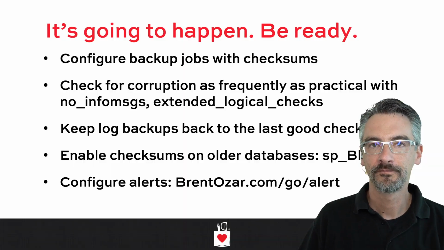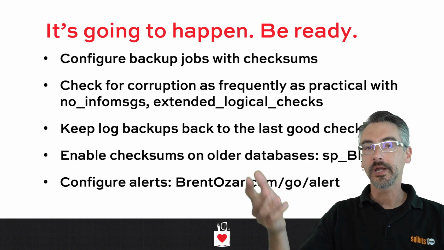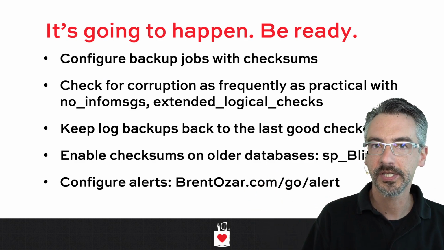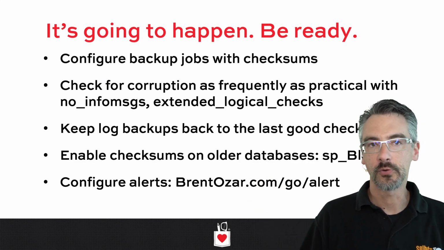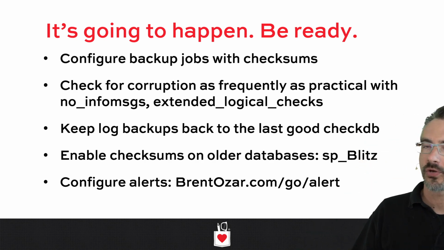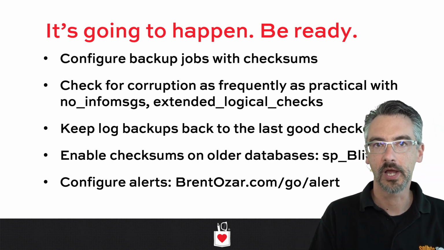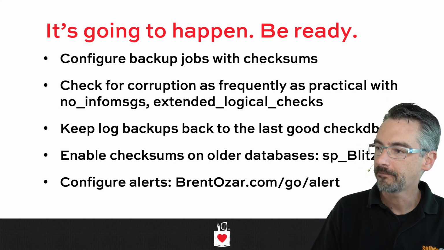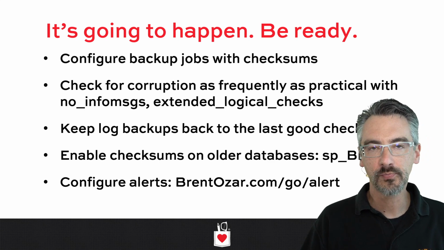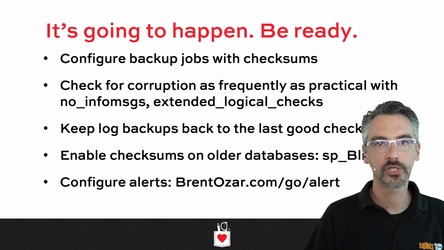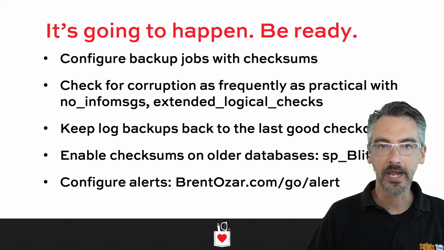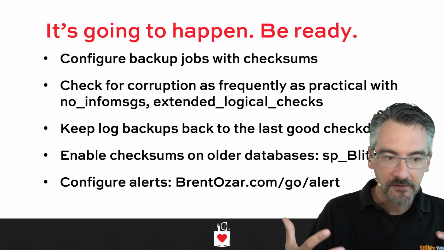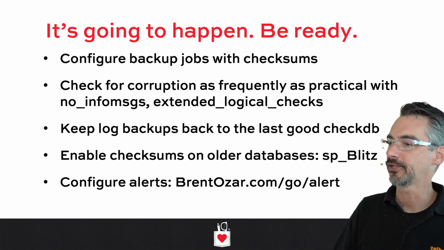So to recap what we talked about inside this module, corruption is going to happen to you at some point inside your career. To be ready and prepared for it, configure your backup jobs to do checksums so that they're checking data pages on the way out the door. Second, check for corruption as frequently as practical using no info messages and extended logical checks to give yourself as many safety checks as you can inside the database.